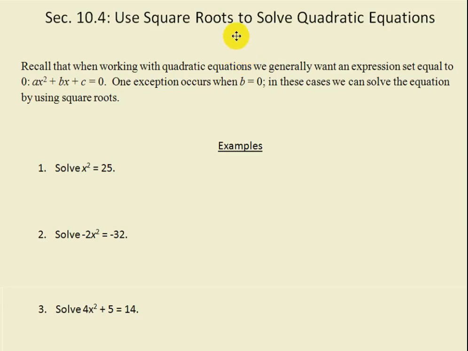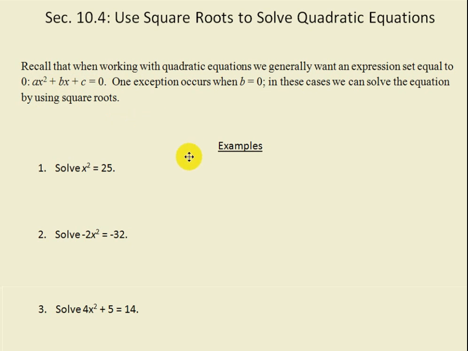In section 10.4, we continue to look at solving quadratic equations, and now we're going to do that by using square roots. So remember that typically we want a quadratic that's set equal to 0: ax squared plus bx plus c equals 0. One time when that's not true, though, is when we have b equal to 0. So if you have an x squared term, regardless of the coefficient, and you have some constant, then we're not actually going to set it equal to 0, but we want to get the x squared by itself.